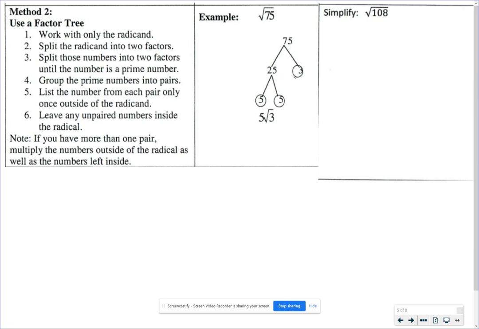75 is 25 times 3. Then the 25 we can break down as 5 times 5. We group the prime numbers into pairs. So the 75 will make that 5 squared. There's a pair of 5s here, times a 3. And then the 5 squared comes out as a 5, because the square root of 25 is 5. And we have our answer right here. Leave any unpaired numbers inside the radical.